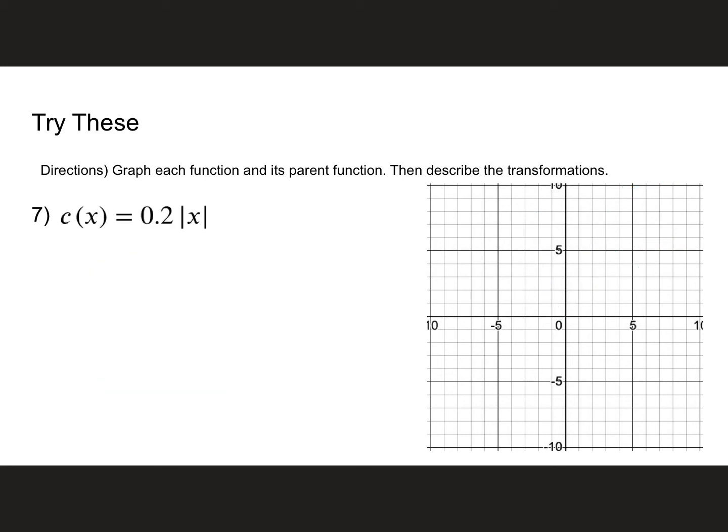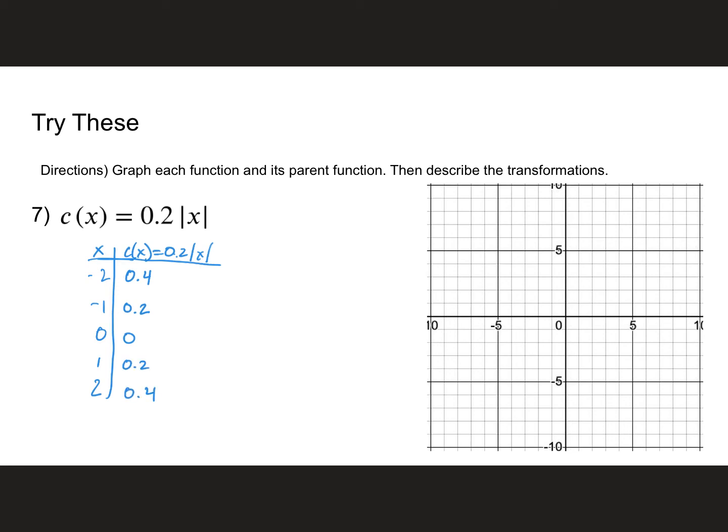Let's look at number 7. I have c of x is equal to 0.2 times the absolute value of x. Again, I'm going to use that table of values to help me graph that. So -2, -1, 0, 1, and 2. Let's see here. That's 0.4, 0.2, 0, 0.2, 0.4.